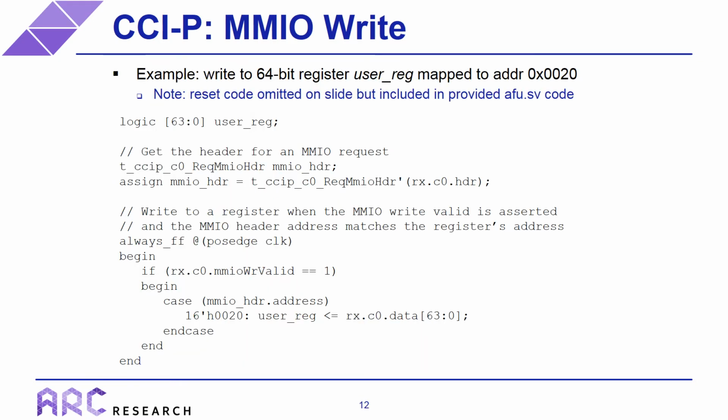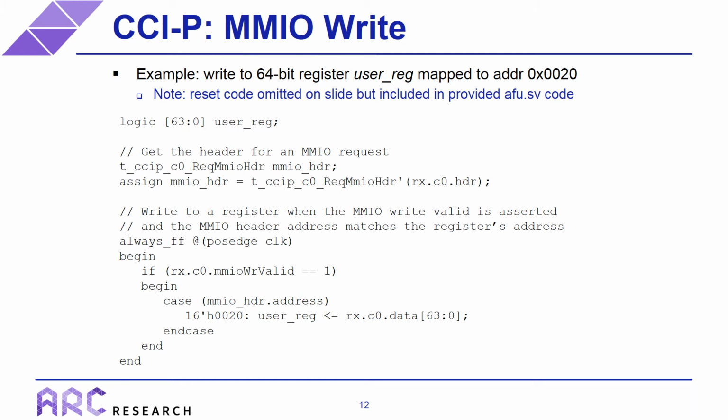Here we have some sample SystemVerilog code that shows how to implement a memory mapped I/O write to a 64-bit register that we've mapped to address 0020. Now there are a few simplifications we made in this code compared to the code that's provided in the repository, and that was just so that we could fit it on a single slide, but the basic idea is shown here in the slide. So if you look at the top of this code, we have a 64-bit user register. That is going to be the memory mapped register.